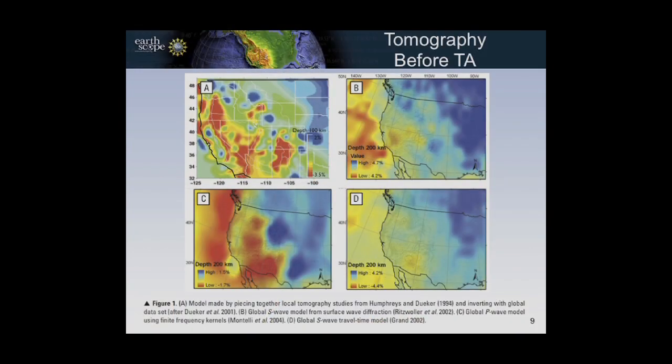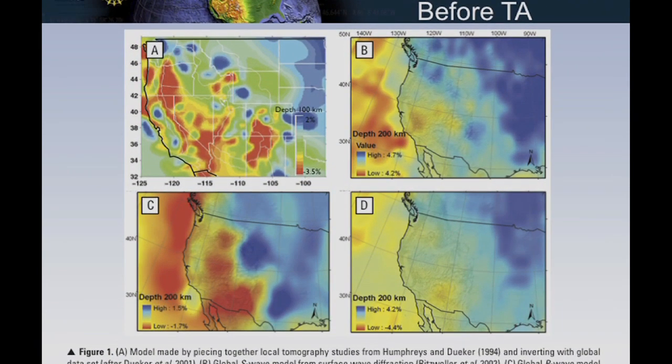Same type of technology, same type of concept that you'd use in medical tomography. So before we started USArray, this was our knowledge base. Here's California, here's the state here, Nevada. You can see this is the best resolution we could get, and every one of these images was a different type of tomography done by different researchers: Kennett and Widiyantoro 2001, Ritsema 2002, Montelli 2004, and Steve Grand 2002. So you can see we don't have a lot of resolution here.